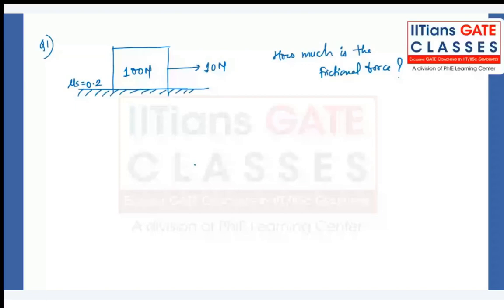Okay, let's try to solve this question. It's the simplest question if you understand the concept of friction. This will tell you whether you understood the friction concept or not. If you try to draw the free body diagram of this figure, how will it look?